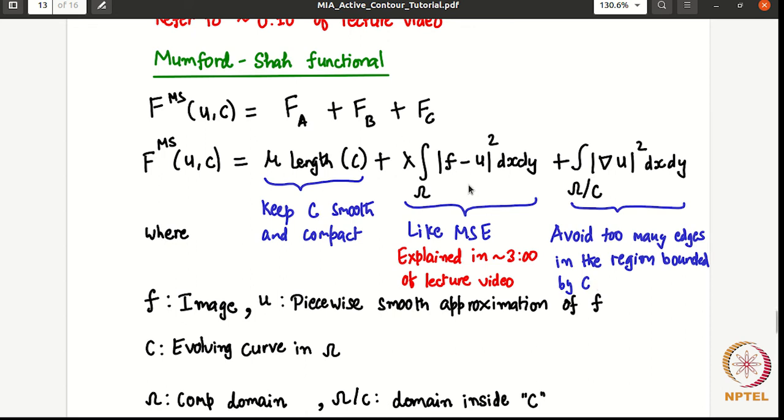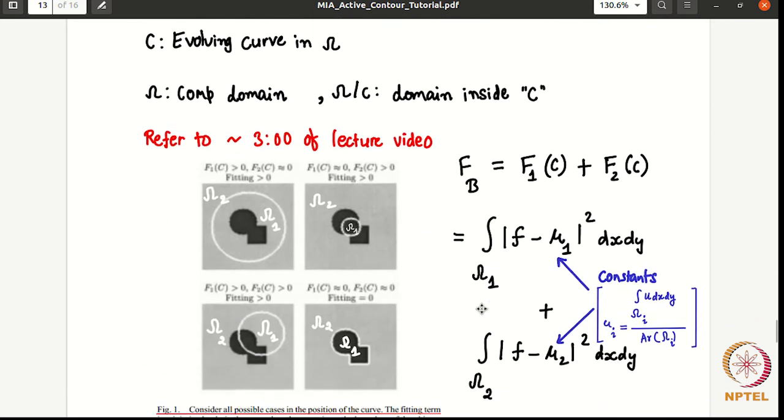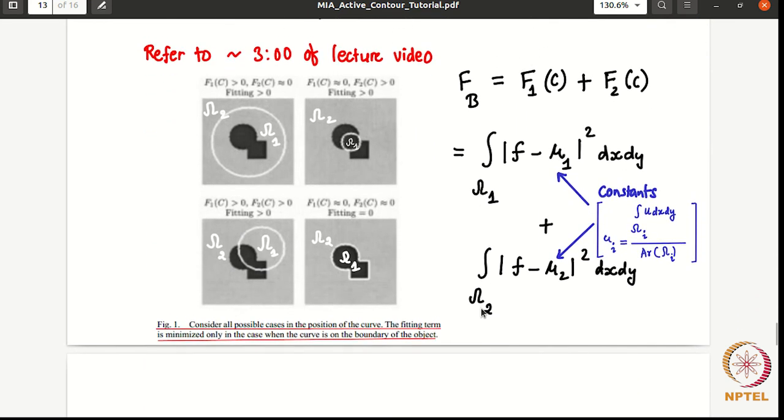Now the second term FB, it looks like mean square error, right? So it penalizes if the piecewise approximation is very different from the original image. So this is the main feature of this functional, like lambda times f minus u square, the FB term. So sir has explained this at 3 minutes in the lecture video, so I will just take the same example.